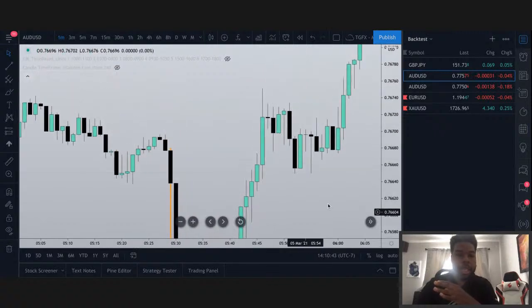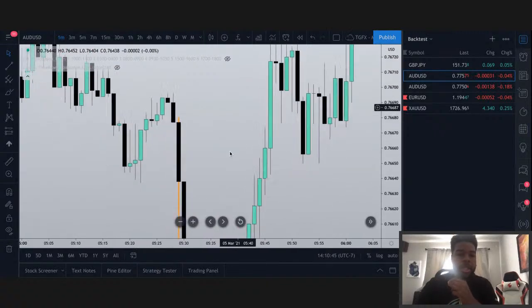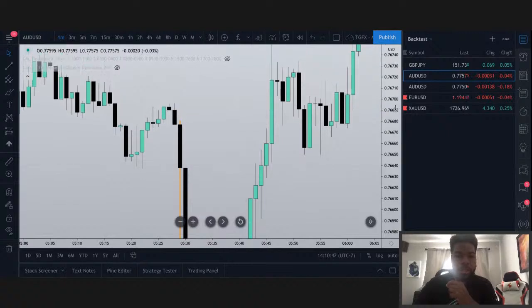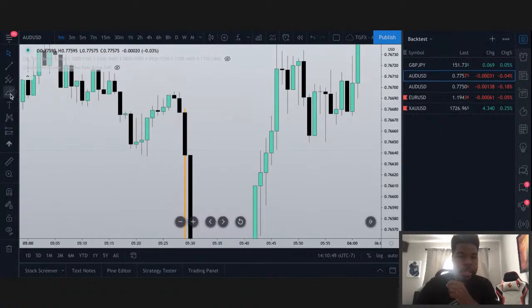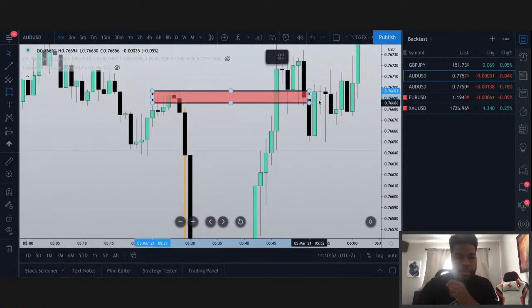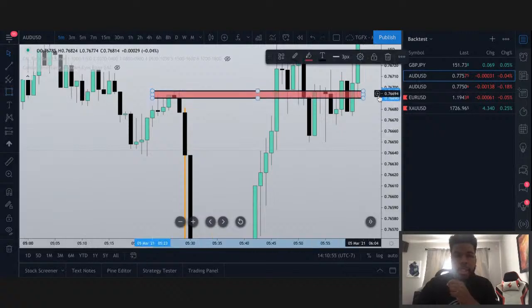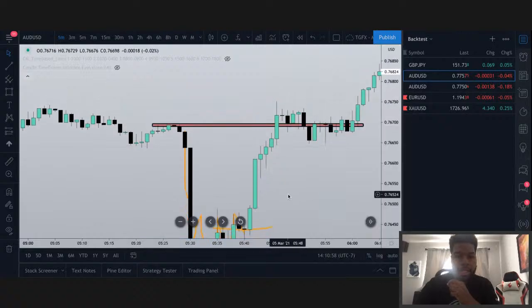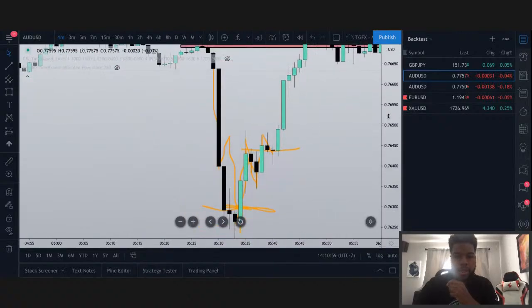So the first place that we could look for potential supply on this chart to reverse price would be up here. Okay, so that would be the first place that I would be looking for price to reverse from.